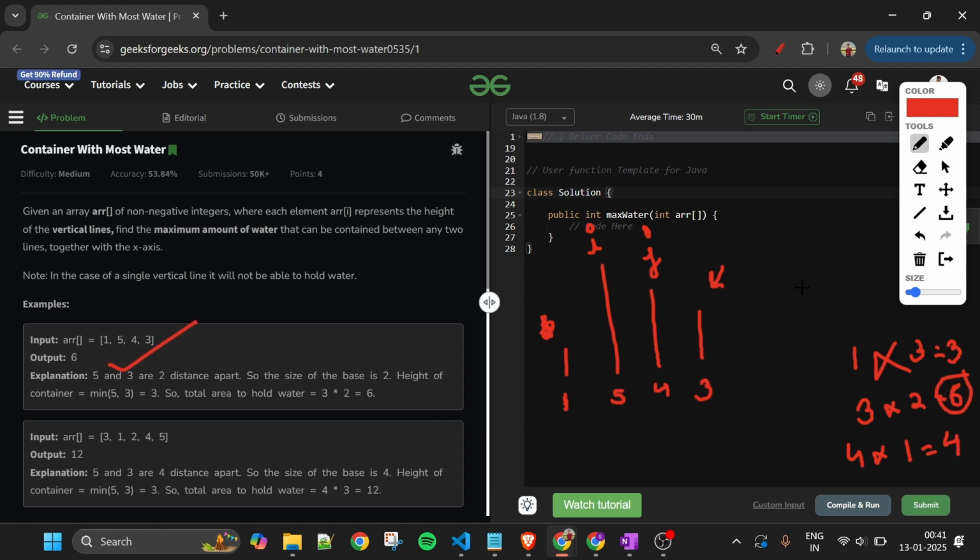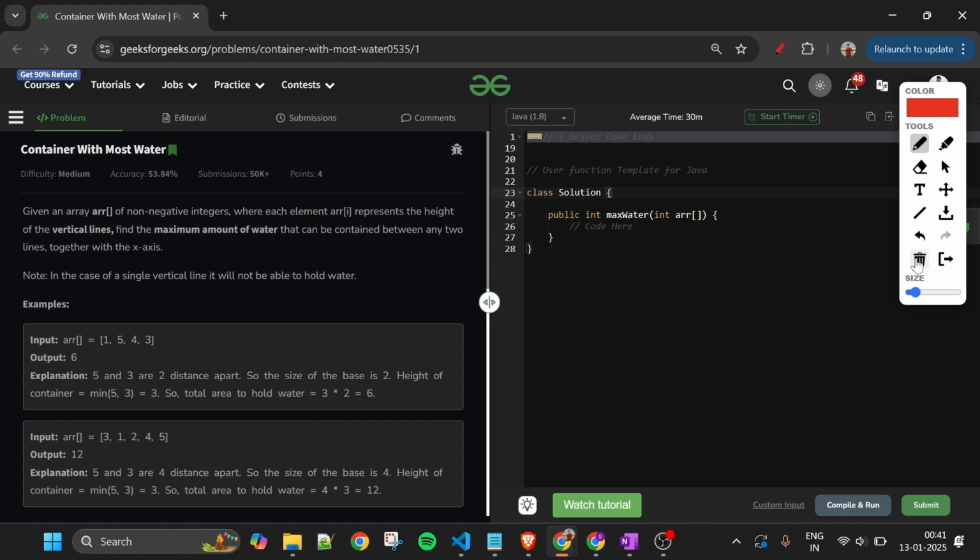Okay, all right. Now I think it will be very, very crystal clear to you. The approach will also be clear to you. So now let's move on to the code section. What I am going to do is, the code is only 5 lines, so it's very, very simple. int i is equal to 0, j is equal to arr.length minus 1, and let's take one more variable, answer, is equal to 0.